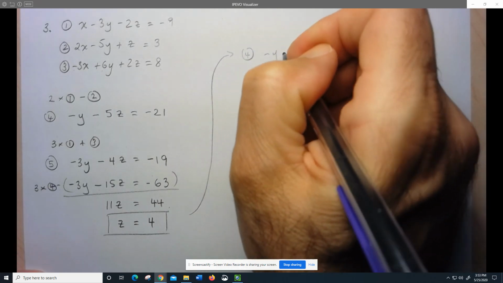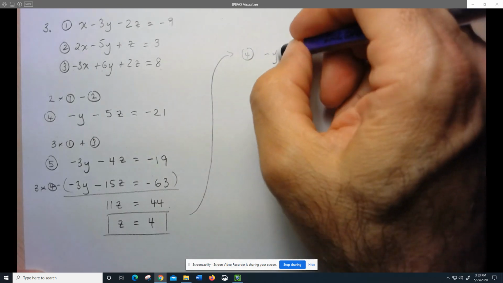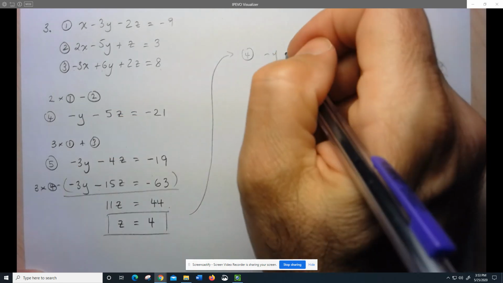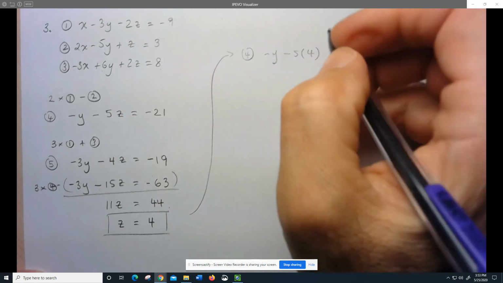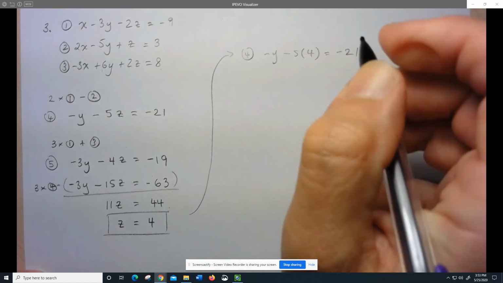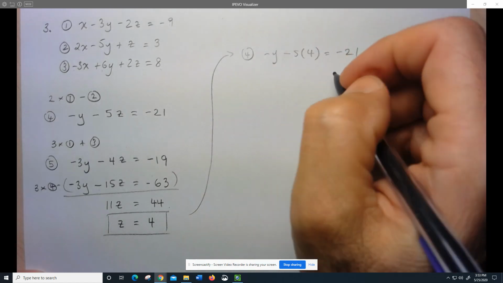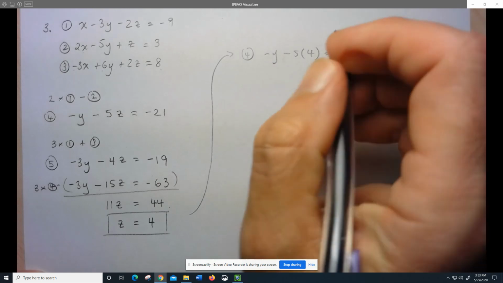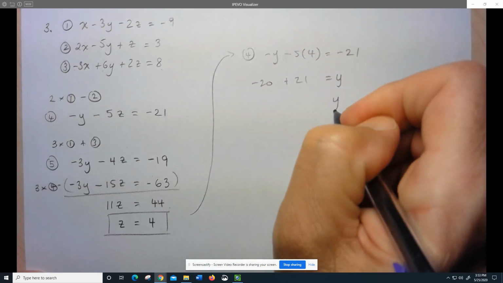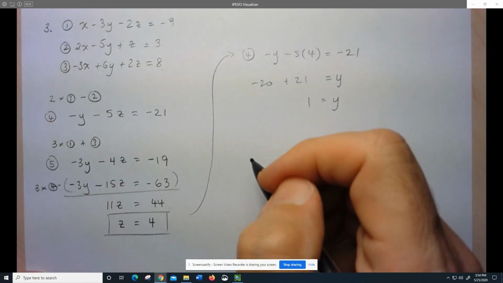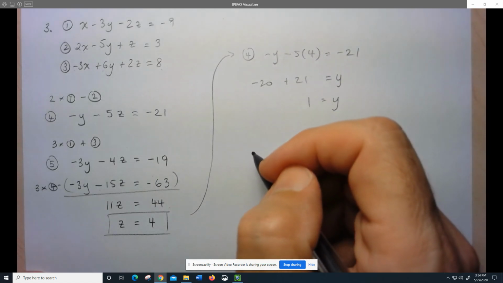So negative y, oops, not equals. I'll just put it in exactly as written. So negative y minus 5 times z, which now we know is equal to 4, is equal to negative 21. So I'll bring the y to the other side. Y is equal to negative 20 plus 21. And hey, look at that. That turns out to be really nice.